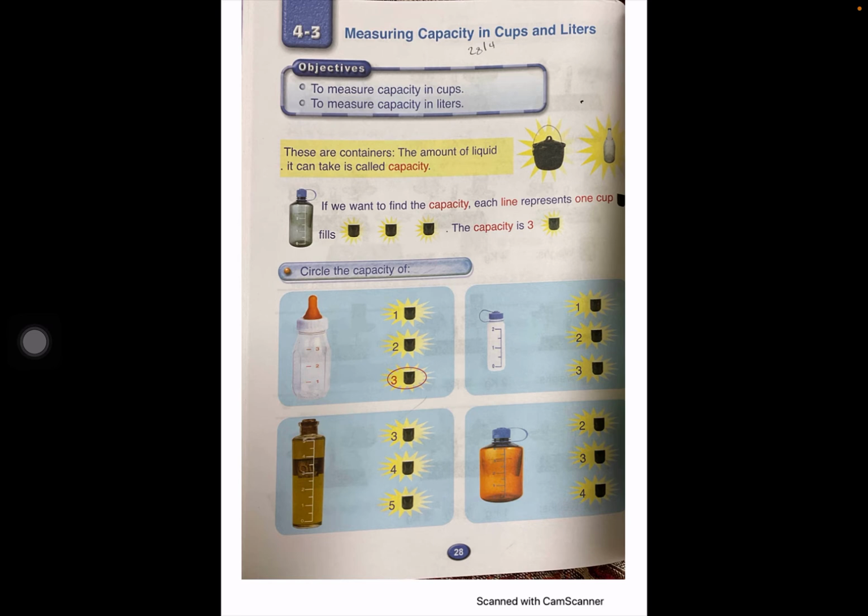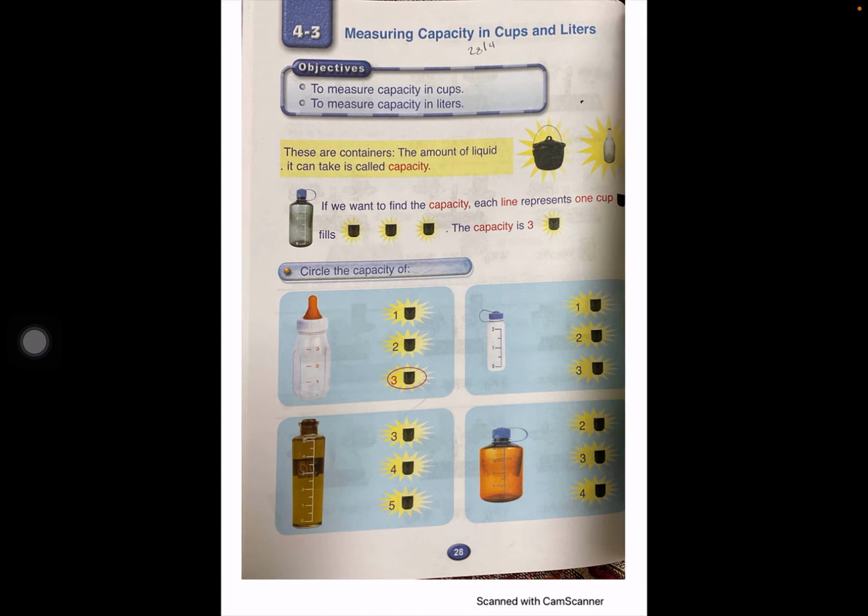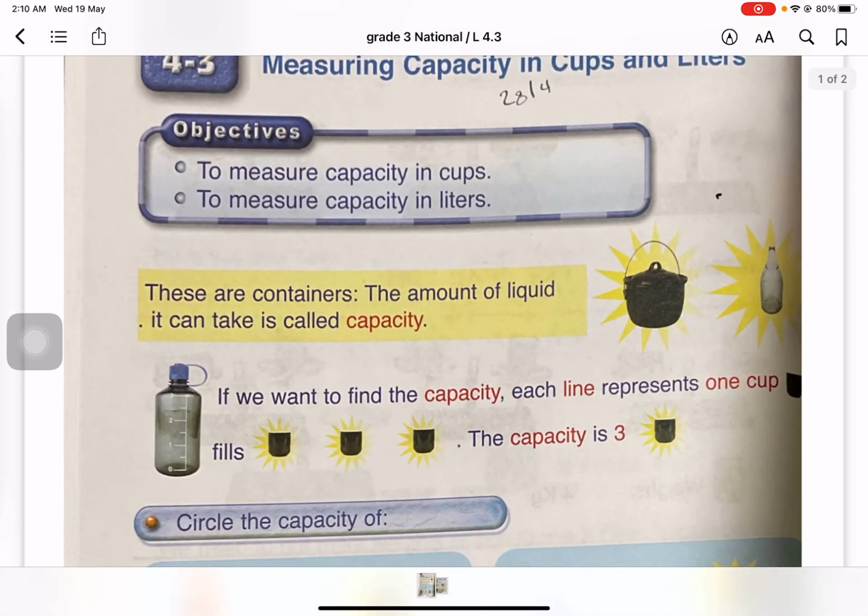Okay, my lesson today is measuring capacity in cups. Measuring capacity in cups, يعني نقيس السعة. How much can this container take of water or milk? How much milk is inside this one? How much water is inside this one? We call this capacity, okay? So my objective is to measure capacity in cups. I will find the capacity using cups, or I will find the capacity using liters, okay?